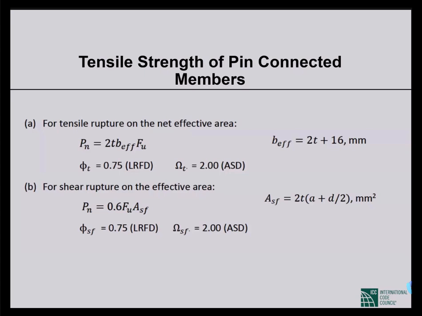For a tensile member, there may be tensile rupture, that is, it can tear off, or it can be cut along the line of the bolts, that is shear rupture. Now for shear rupture, the formula is different. We have a 0.6 here. Why do we have a 0.6?